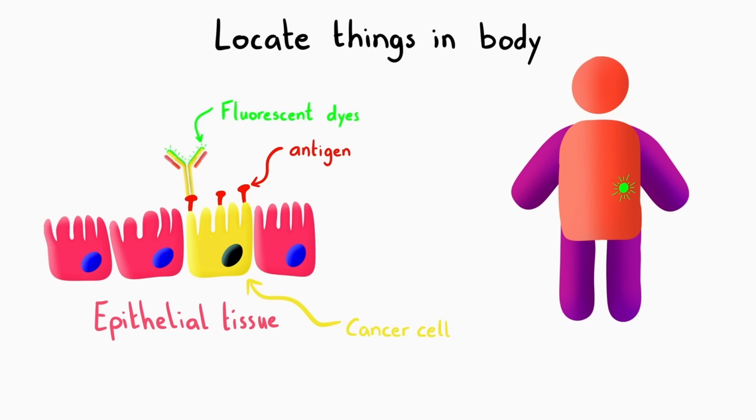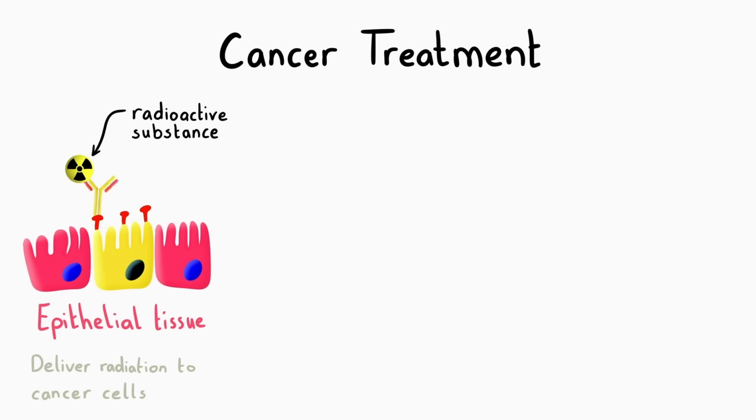Perhaps one of the most significant applications is in treating disease, particularly cancer. Cancer cells often have specific markers on their surface that aren't found on normal cells. Monoclonal antibodies can be designed to recognize these unique markers. These therapeutic antibodies can work in several ways.